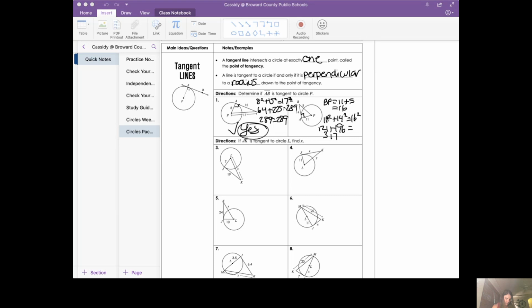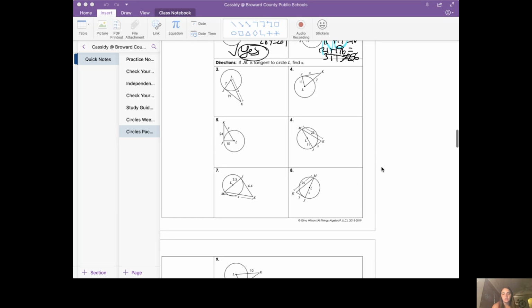And then 16 times 16 equals 256. Do those equal each other? Does 317 equal 256? No, it does not. Okay, so that is not going to be tangent. So this one is a big fat no.